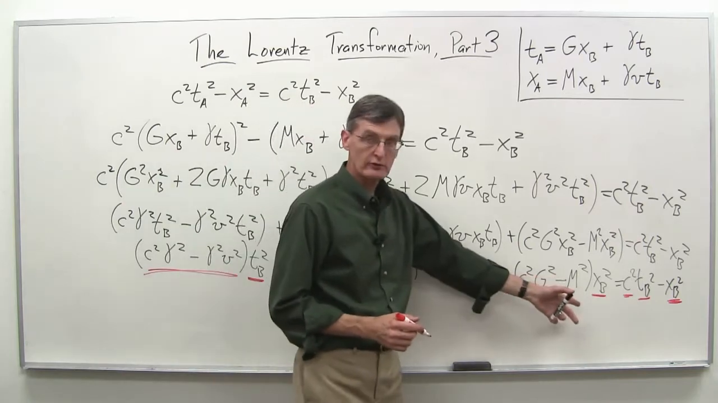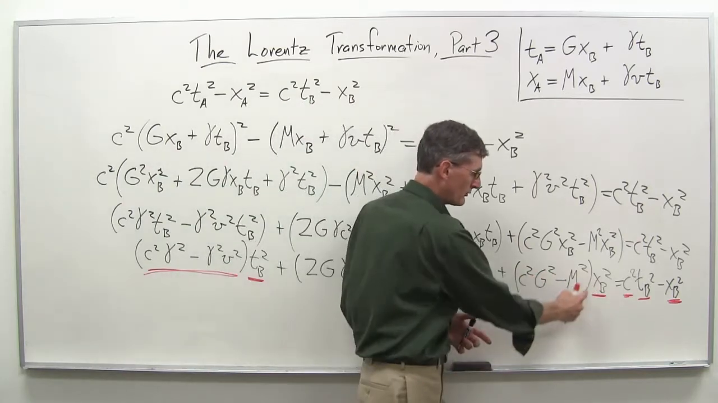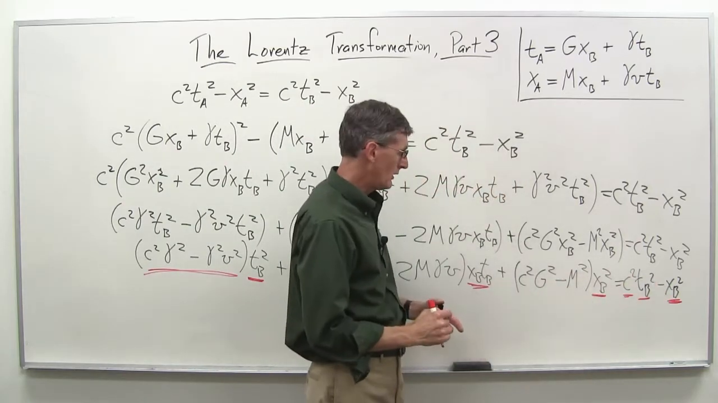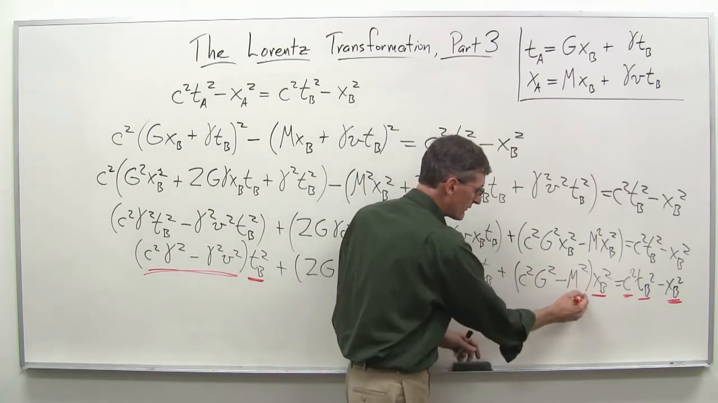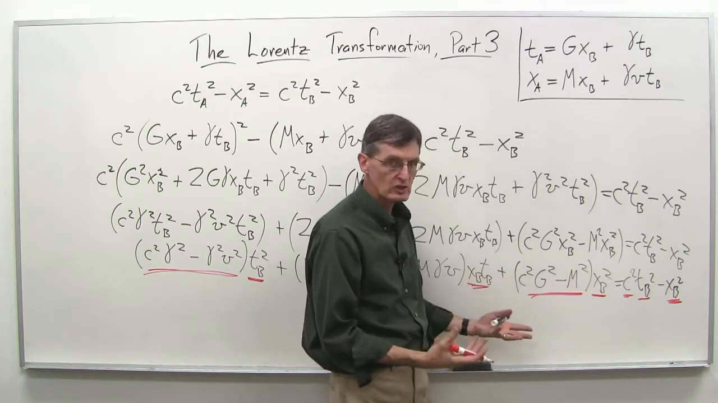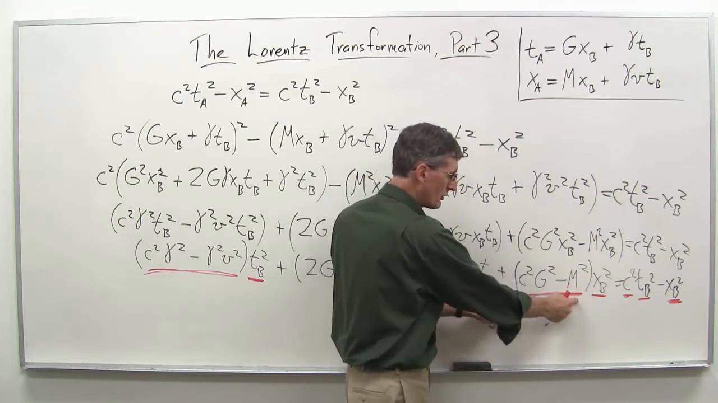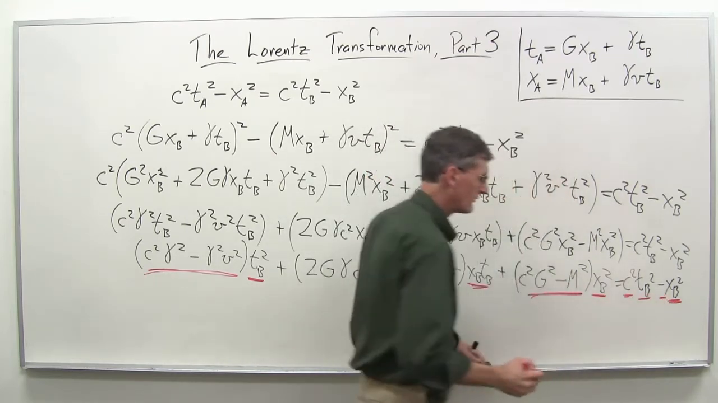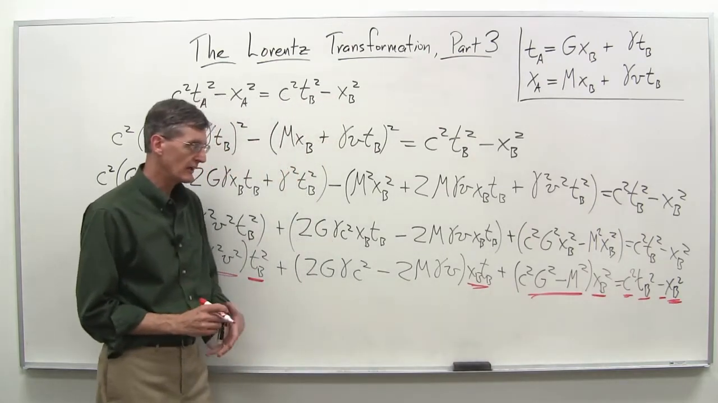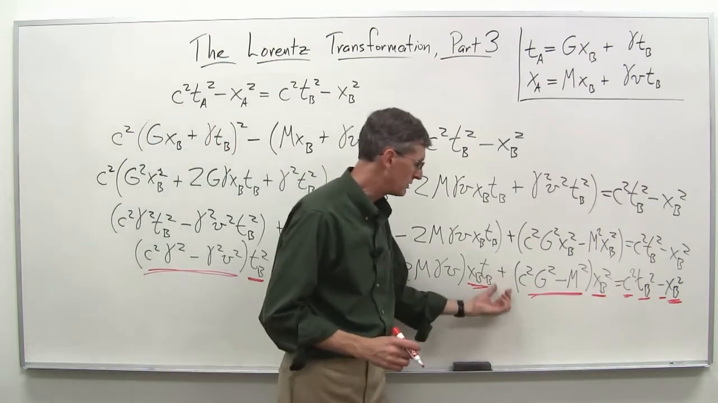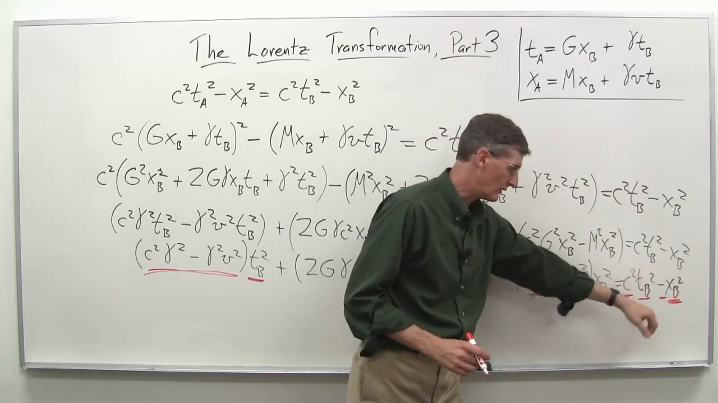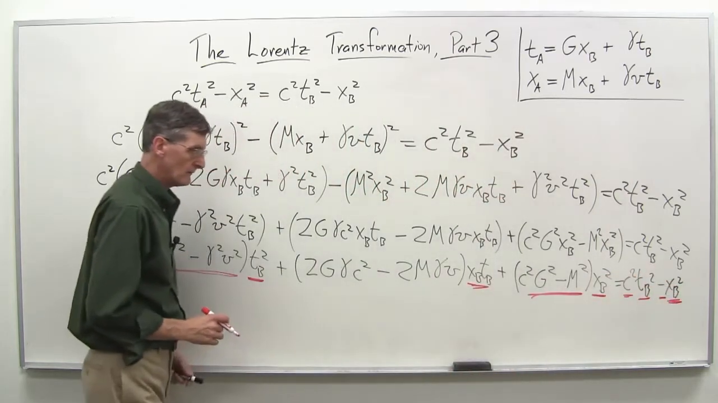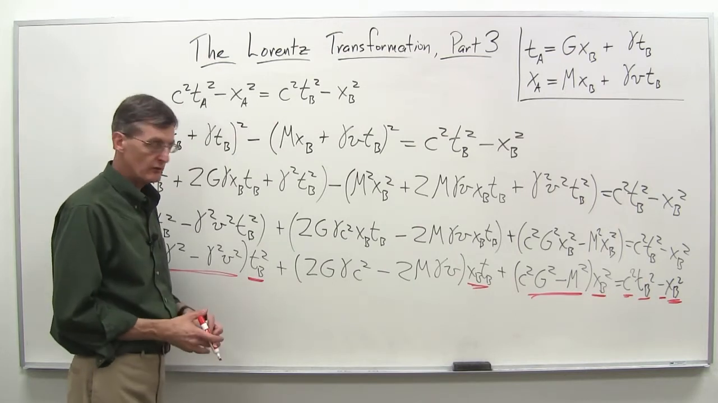Let's look at the XB squared term. I've got an XB squared term here and an XB squared term there. What that means for the equality to hold is that the coefficient in front of the XB squared term here has to equal the coefficient in front of the XB squared term over there, which is just negative 1. Because I've got a plus XB squared, and I really have a plus negative 1 XB squared with that minus sign there. So that's another thing I can use.